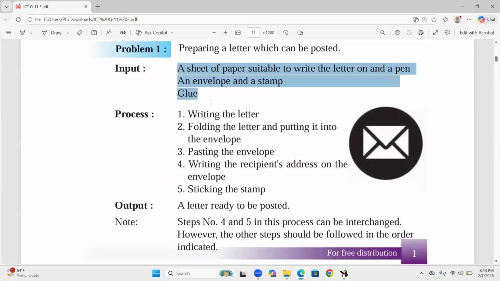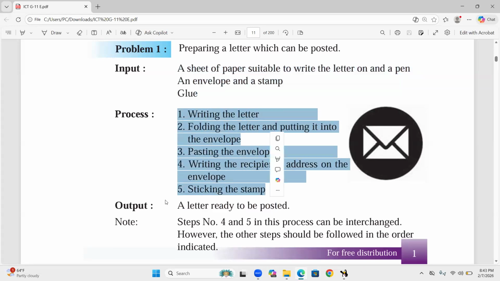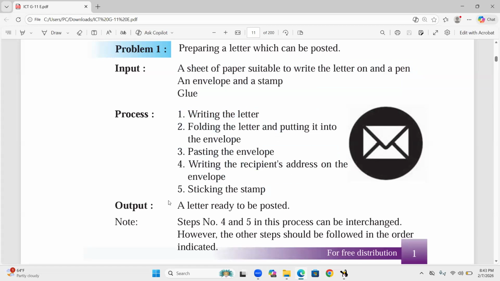Then the processes, right? Process means any kind of activities. The first one is writing the letter, then folding the letter and putting it into the envelope, pasting the envelope, right? Then writing the recipient's address on the envelope, stitching it up, right? So these are the processes. That means the step-by-step processes, right? Then the output of this problem is a letter ready to be posted, right? So this is one example for problem analyzing. Okay, is it clear?